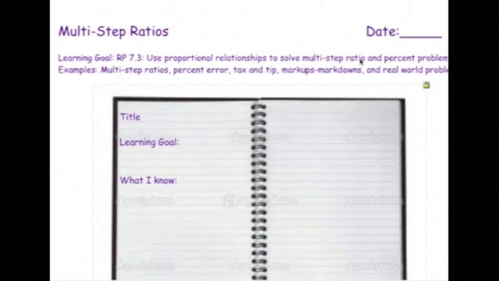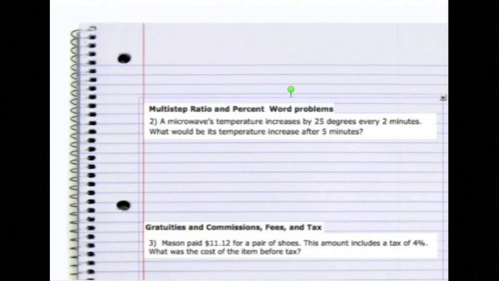Today's lesson is on multi-step ratios, and the learning goal says, use proportional relationships to solve multi-step ratio and percent problems. Examples of this are going to be multi-step ratios, percent error, tax and tip, markups, markdowns, and real-world problems. All of these kinds of examples have to do with ratios, whether in the form of percents or some more real-world shopping examples. You will see ratios and the ratio setup in all of these types of problems.